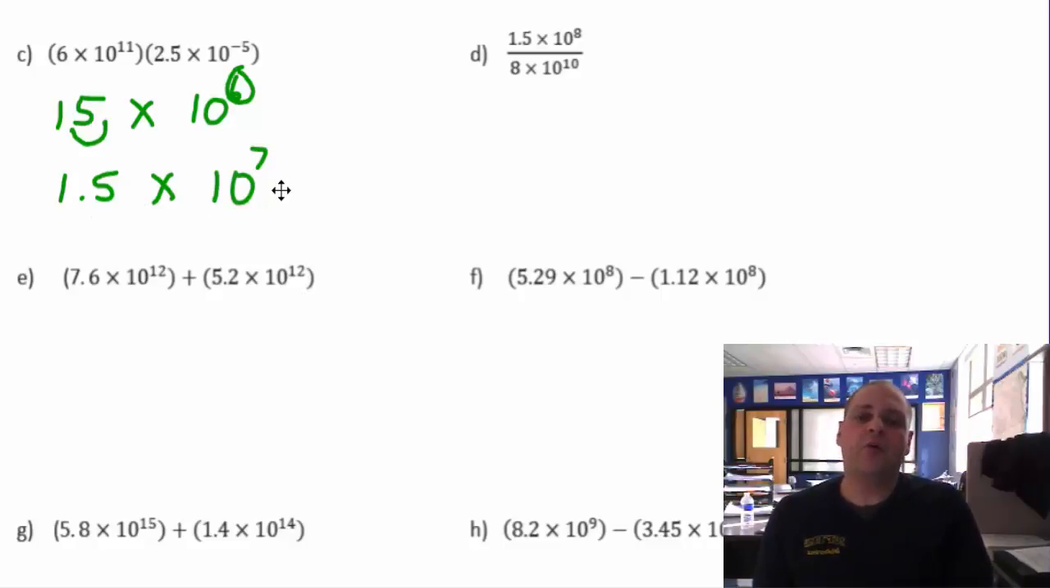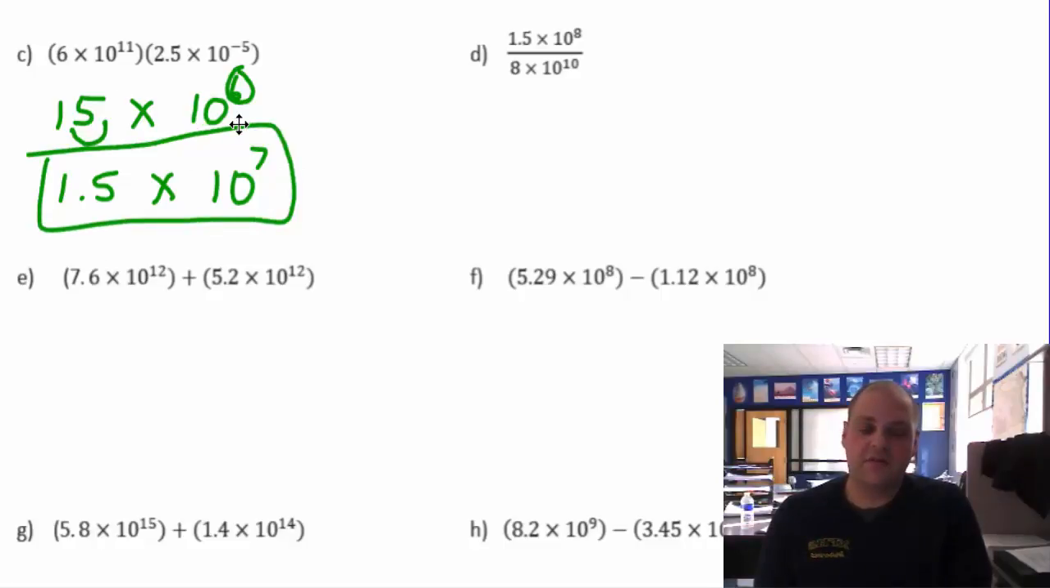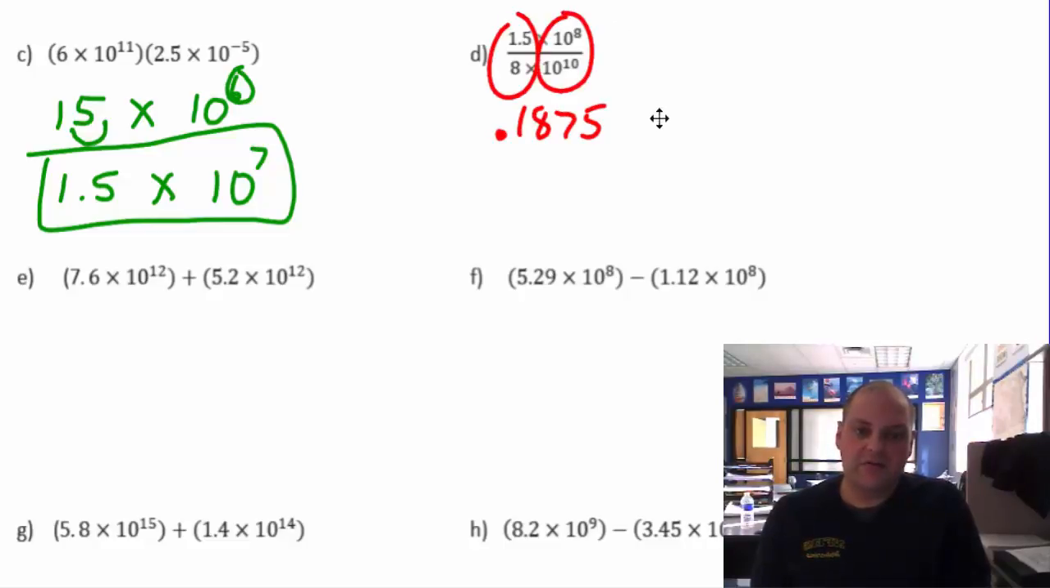To check to see if you're right, just do this. Do this number, move the decimal 7 over to the right. Do this one, moving it 6 to the right, and you'll see that you get the same number. You will see that this is equivalent to this. Okay? Divide. 1.5 divided by 8 is 1875. So divide those, and then divide those.